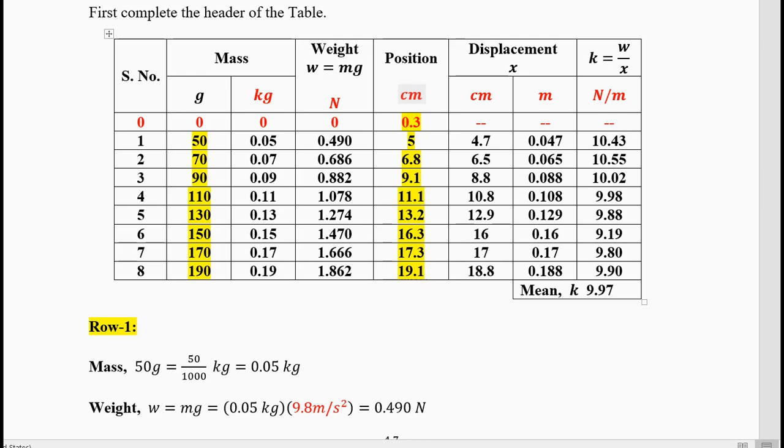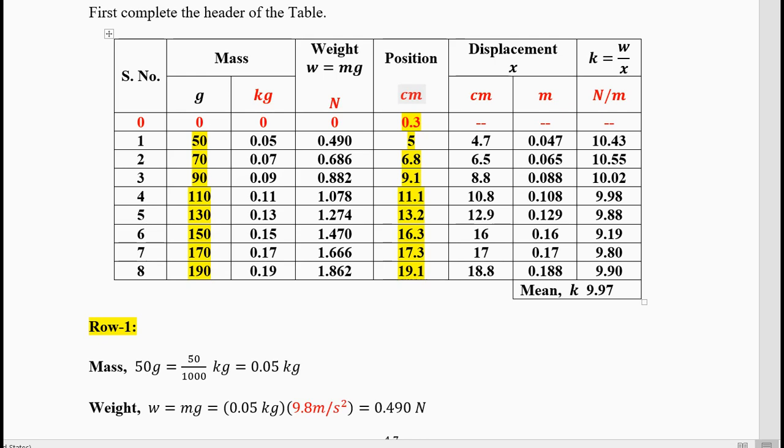Now first thing you will do is convert all these grams to kilograms. 50 divided by 1000 you will get 0.05. 70 divided by 1000, 0.07. Do all these divisions by 1000 very carefully and write all the three numbers after the point. Now calculate the weight. Weight is m into g. g is 9.8 meters per second square. So take 0.05 kg into 9.8. You will get 0.490.